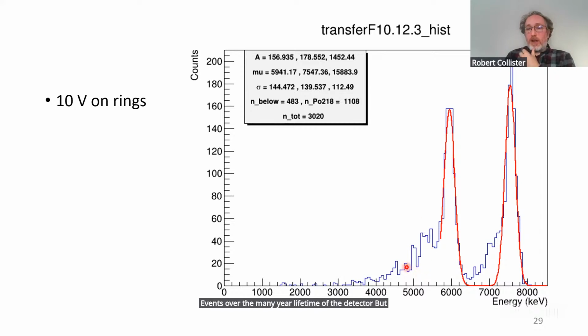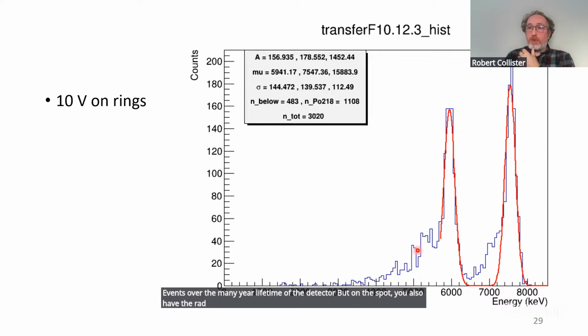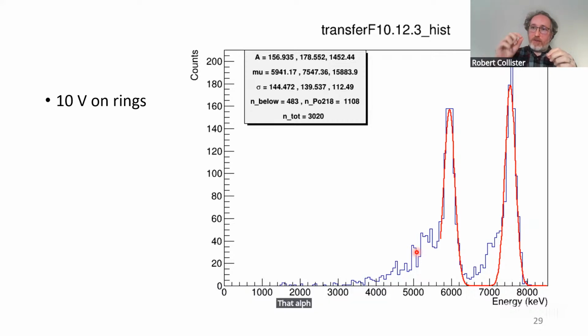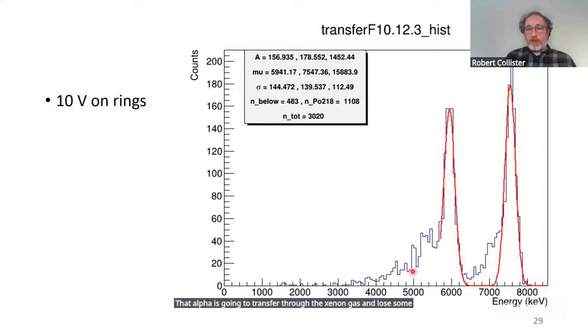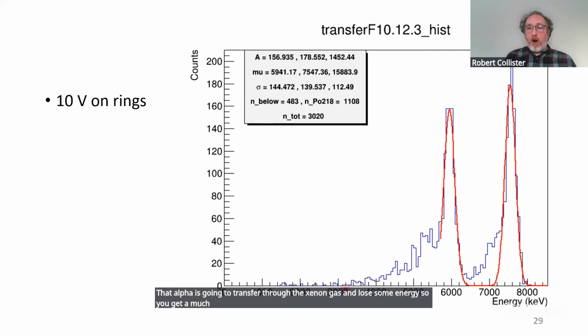But on this plot, you also have the radons. The radons are neutral, so they're decaying anywhere in the chamber. But if they're close enough to the surface of the PIPS, that alpha is going to transfer through the xenon gas and lose some energy. So you get a much broader distribution and no really sharp peak for the radons, because you do not have ionic radon sitting on the surface of the PIPS, where you get the sharper feature with a well-defined energy incidence on the PIPS because it doesn't have any intervening xenon to attenuate its signal.